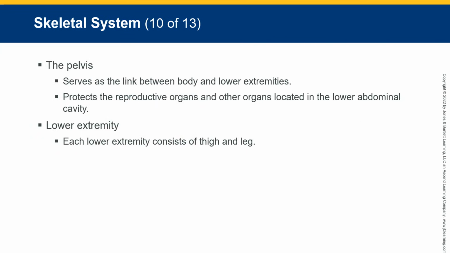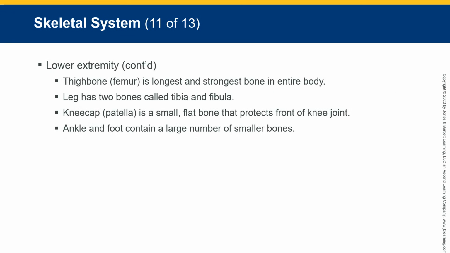Of course, the pelvis, we all know the hip bone, right? Those hip bones protect the reproductive organs and some of the organs that are down in the abdominal area. Okay? And then, of course, each of the lower extremities contains the thigh bone, which is the femur, and then the lower leg, which is the tibia and the fibula. The kneecap is in there, the patella, and then you have the ankle and the foot.